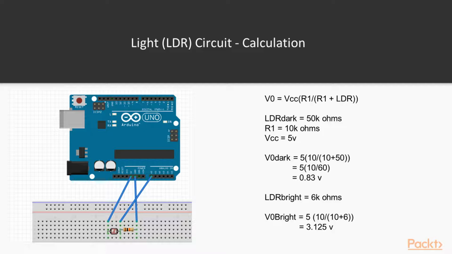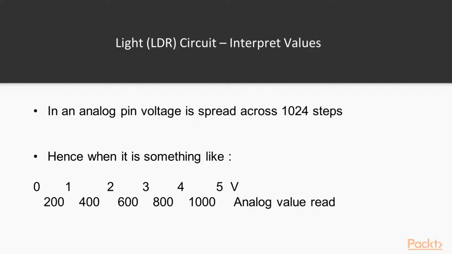Alright, now how is this going to be understood by your analog pin? Let's see that. Now your analog pin reads values from 0 to 1024, and this is split across 5 volts. So when the output is something like 800, that means your voltage is in between 3 and 4. If your output says 400, then that means your voltage is in between 1 and 2. Just keep that in mind. This will make more sense when you see this in action.